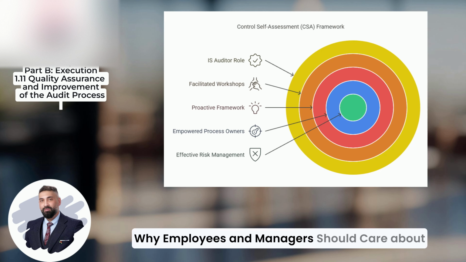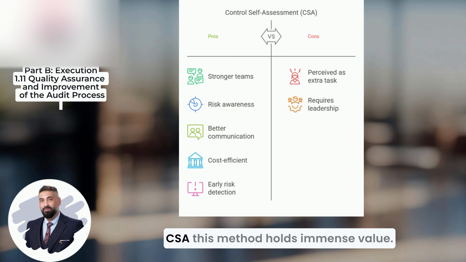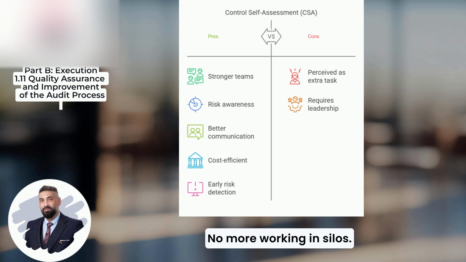Why should employees and managers care about CSA? This method holds immense value. For one, it builds stronger teams by fostering ownership. Employees feel connected to controls because they're directly involved. It also sharpens risk awareness. Employees start to see how their actions link to the organization's broader objectives. No more working in silos.